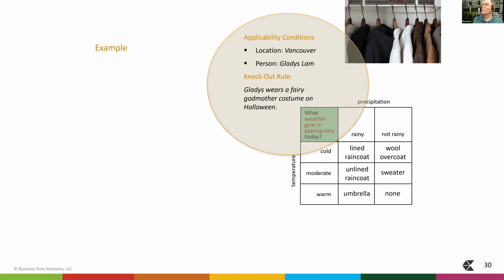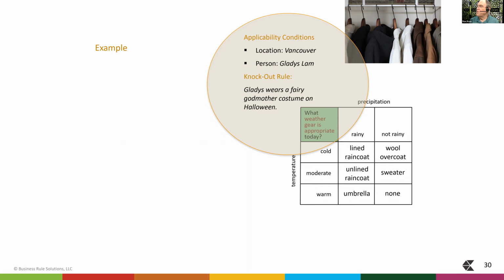And what I told you is essentially that there is a knockout rule for this weather gear decision table. And that is the knockout rule exception that occurs only on Halloween. She wears a fairy godmother costume, and that's just what she does. And that is a predictable exception as opposed to many of her unpredictable exceptions. She only uses the result of the decision table as a recommendation, not as a hard and fast decision.